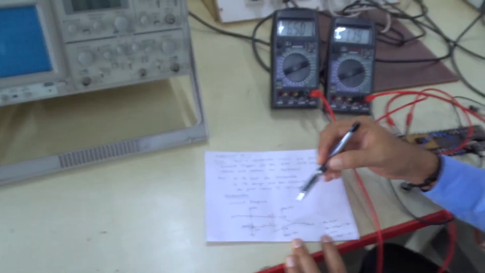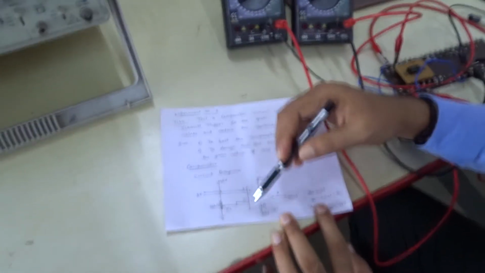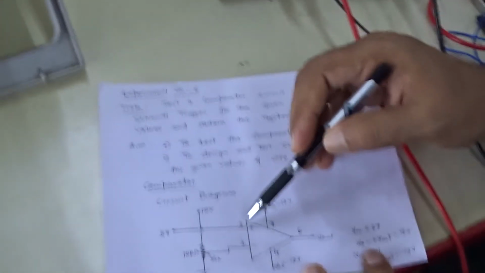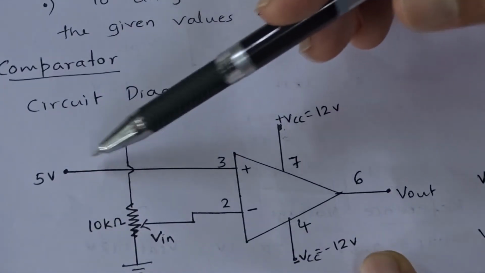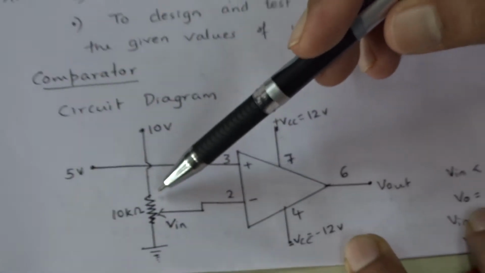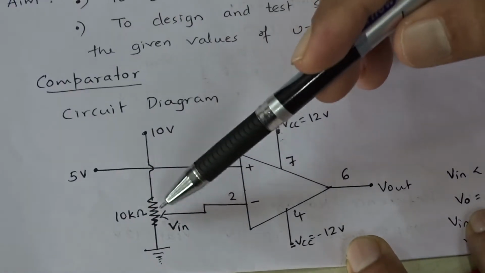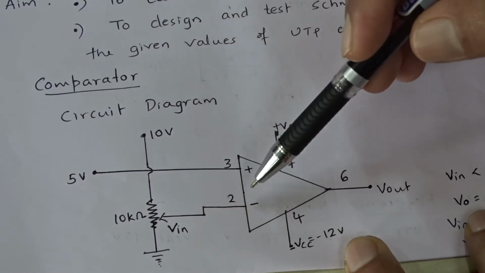Okay, now we will discuss about the circuit diagram of comparator using op-amp. So this is a circuit diagram of a comparator. Here you can observe I used the op-amp, mu 741. The two inputs are: one is the non-inverting input, the other one is the inverting input. For the non-inverting input, I have given a DC voltage of 5 volt. For the inverting input, I connected one potentiometer, a 10 kilo ohm pot, and one terminal of the pot is connected to 10 volt, the other terminal is connected to ground, and the third terminal is connected to the inverting input of the op-amp.